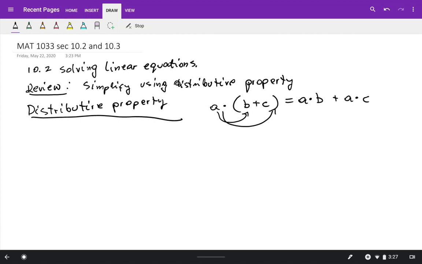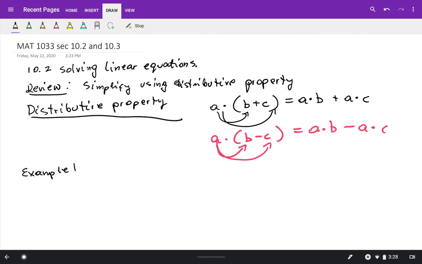Okay? And the same will work if you have a minus. Let's say you have A times B minus C. You also can use the distributive property. So you multiply A by B, and this is the same as A times B minus A times C. So this is what we're going to use. So let's do some examples.